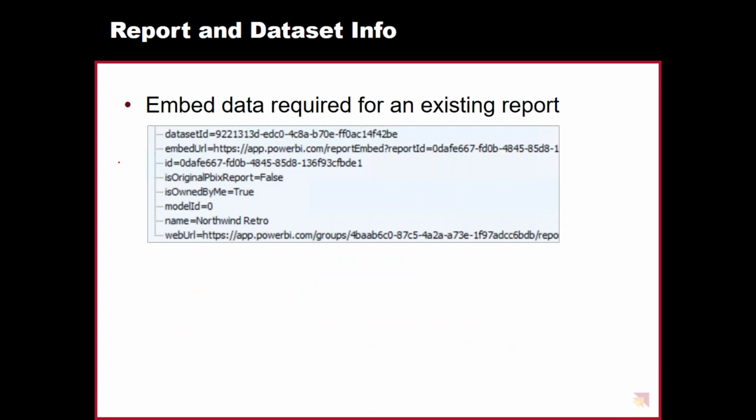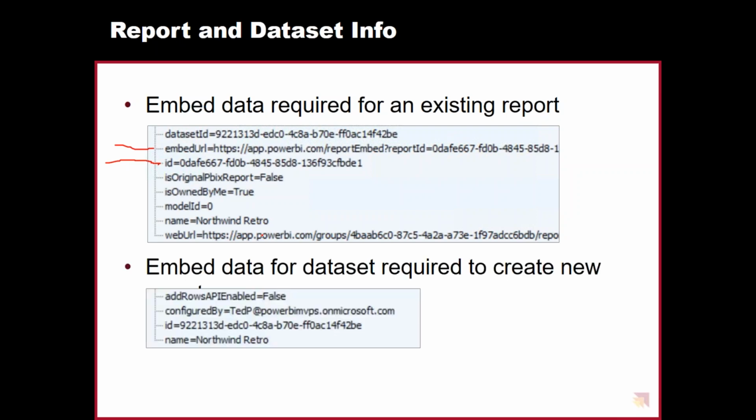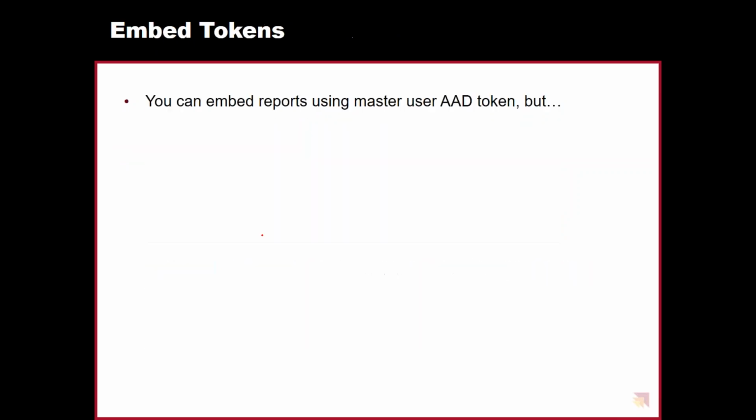Now, as far as, let's look at a report. When I want to embed a report, I'm going to need to know the GUID of that report, and you also need to know the embed URL. Now, before we get to the client side, there's one more thing that we need to do on the server side, and that's generate the embed token. Now, think about it like this. You can embed reports using the regular Azure Active Directory access token of the master user account. But you shouldn't, for a couple different reasons.